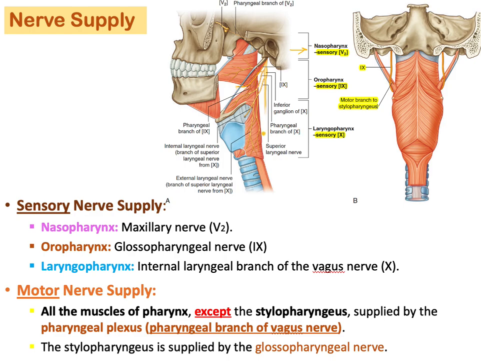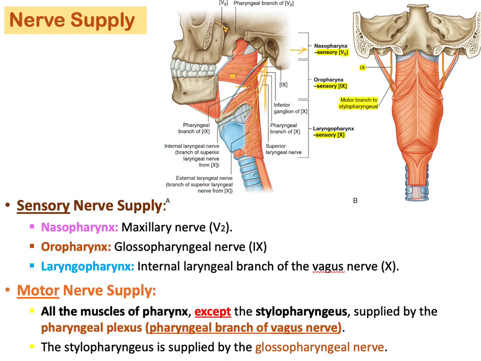Now, what about the lower part of the pharynx, the laryngopharynx? It is from the internal laryngeal nerve of the vagus nerve, right? So these are the nerves carrying the sensation from the parts of the pharynx: maxillary, glossopharyngeal, and vagus nerve. Now, let us move away from sensation into the motor nerve supply.